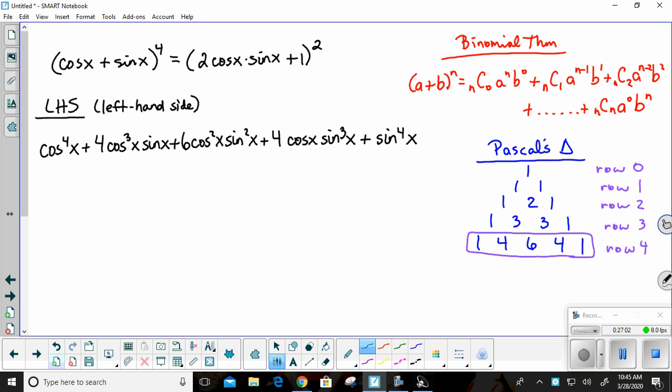If you remember on the binomial theorem, your first term starts at the highest degree and goes down a degree each term, and your second term in the parentheses starts at a 0 power and goes up by a power each. So you'll see the pattern there: the cosine goes from 4, 3, 2, 1, nothing, and the sine goes from nothing, sine to the first, sine squared, sine cubed, sine to the fourth. Okay, now, right-hand side.